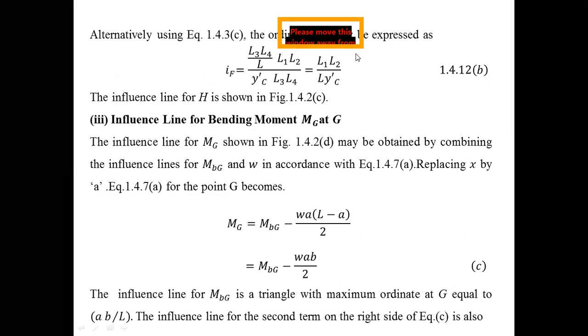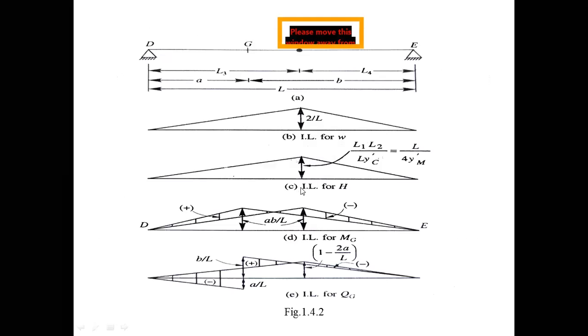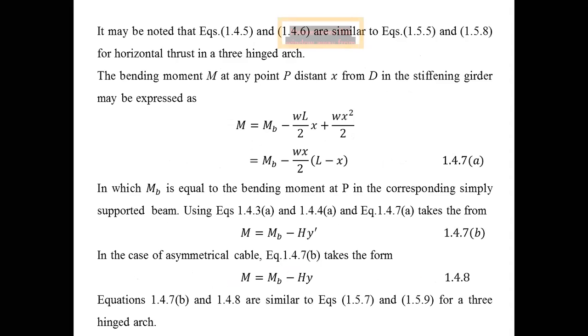Or in terms of the alternative method, in terms of L1, L2, you know the 8 by L, and this one L1 L2 by L in terms of Y dash C. In terms of Y dash M, L by 4 Y dash M. So that's why I'm giving here the ordinate as L1 L2 by L Y dash C. Both I will give, in terms of Y dash C and in terms of Y dash M. All these are derived from the previous formula. This is the formula.